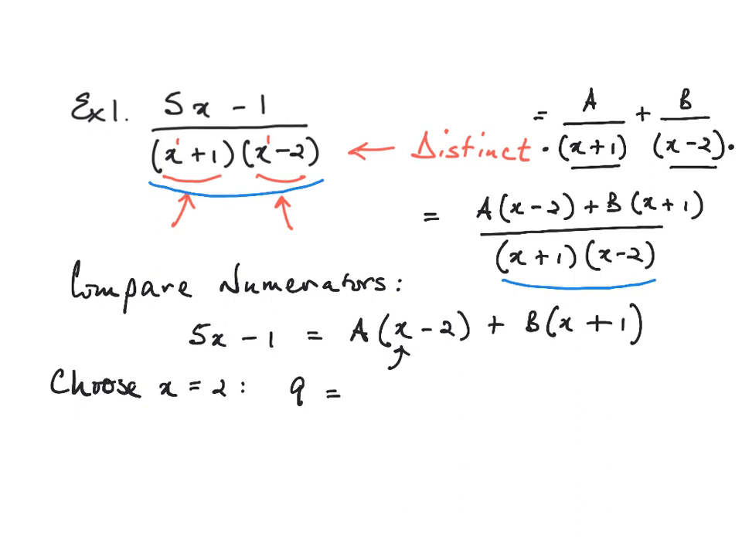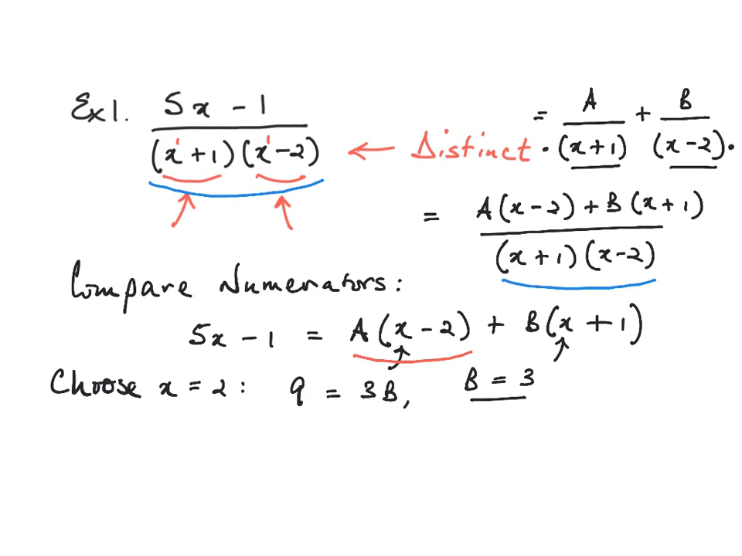This whole bracket here becomes 0 because x is 2. 2 take away 2 is 0. 0 times a is 0. When I put the x equals 2 in here, 2 plus 1 is 3, so I have 3b. And if 3b equals 9, that means that b has the value 3.